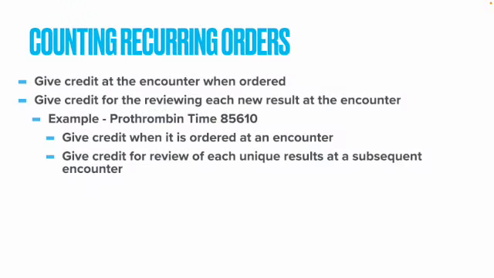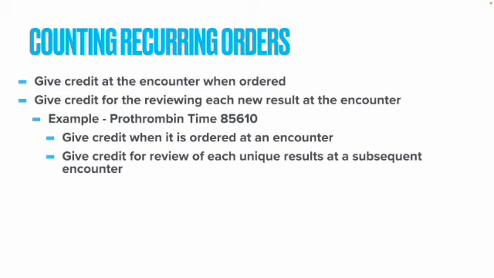So she comes back in February. Say she comes back in March and he is reviewing the February PT time test with her in March. So it's a new test and he's reviewing it with her. He gets credit for reviewing that test. That's assuming he's not billing this. Now, if he can bill the 85610, that's a whole other story. We'll talk about that later.